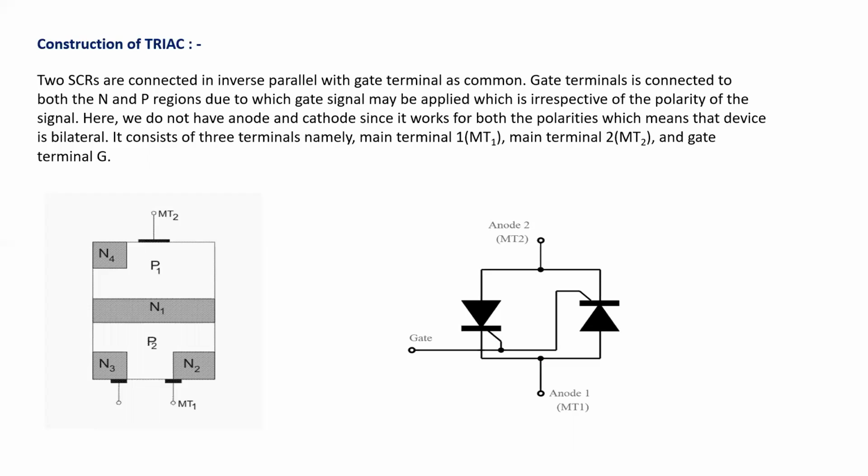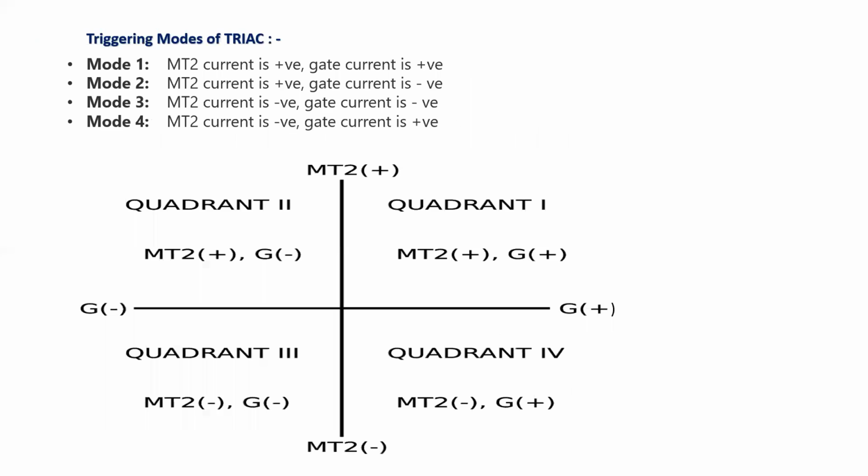Here we are observing the construction in the form of layers, as well as the construction in which two SCRs are connected in anti-parallel. Now let us see the different triggering modes for TRIAC. Basically, they are termed as mode 1, mode 2, mode 3 and mode 4.